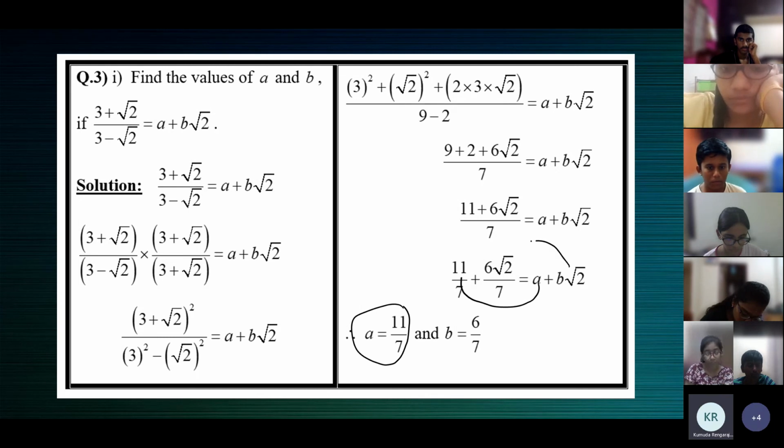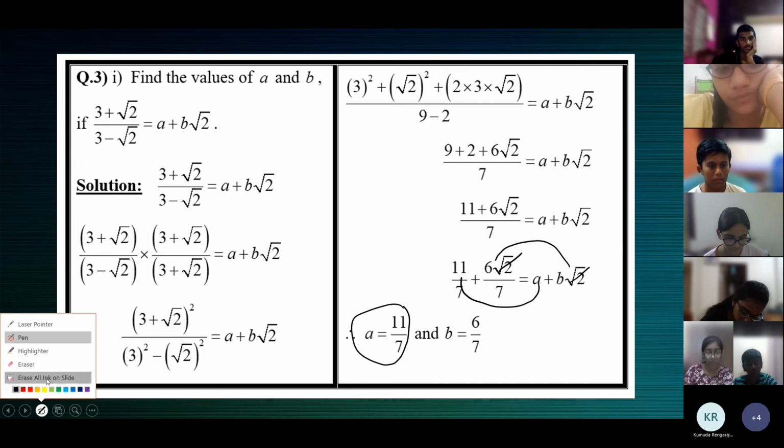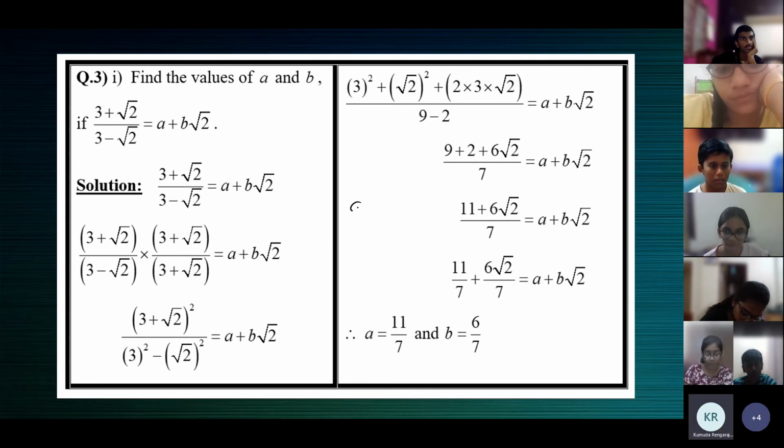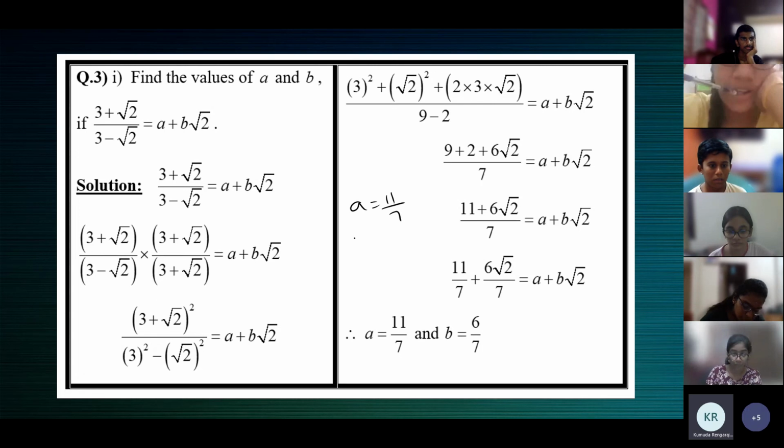And when you compare this and this, what will happen? Root 2 and root 2 will get cancelled. So B is equal to 6 by 7. See here, A is equal to 11 by 7, then B root 2 is equal to 6 root 2 by 7.